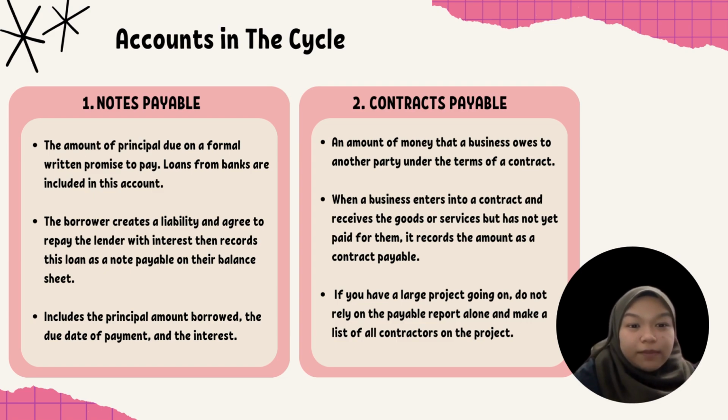Next is contract payable. Contract payables refers to the amounts a company owes to its suppliers or contractors for goods or services that have been received but not yet paid for by the end of the period. When a company makes a payment, the company will then debit the contract payables and credit the cash or bank.